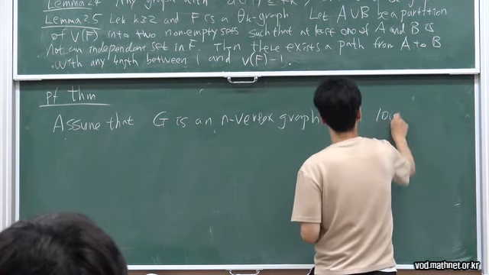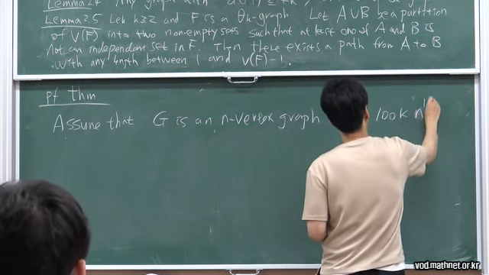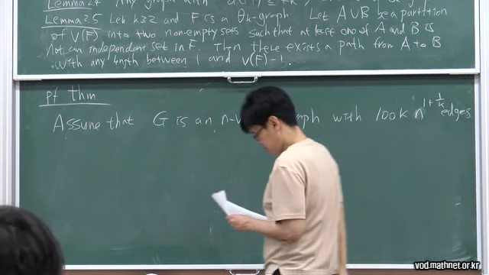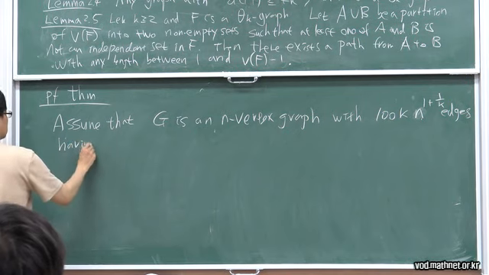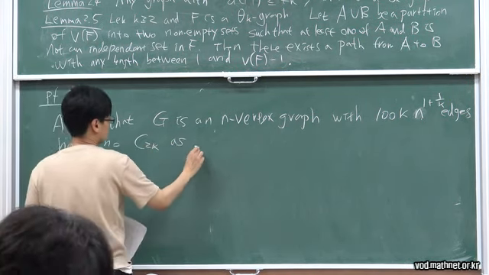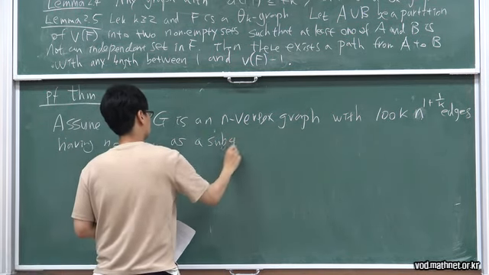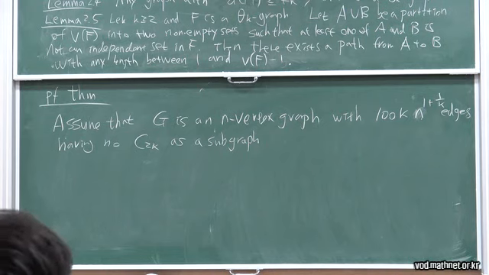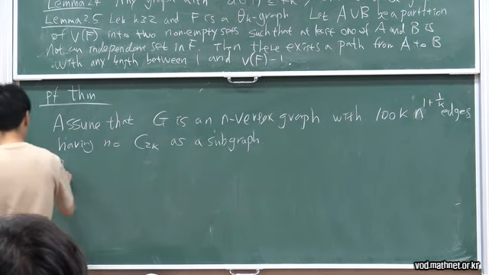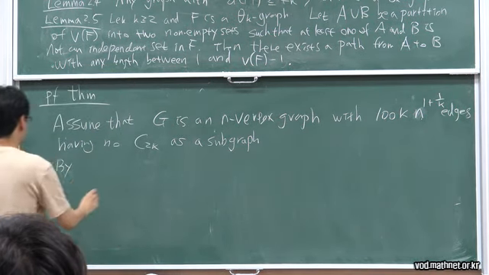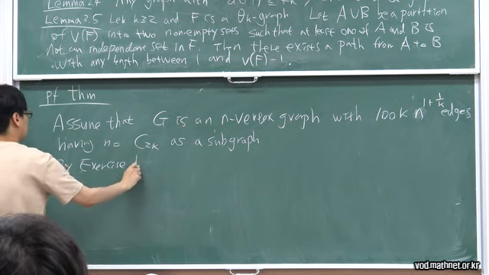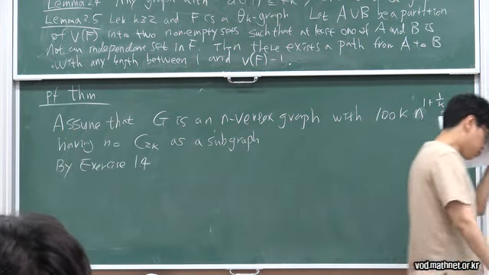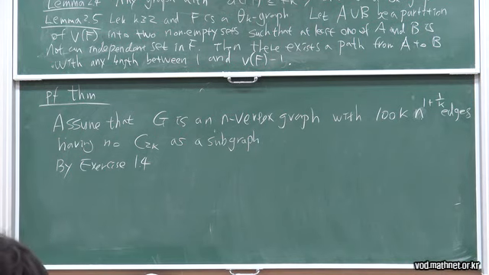With, say, 100k n to the 1 plus 1 over k edges. And it has no cycle of length 2k as a subgraph. So what you can assume is that by exercise 1.4, what do we know? If we have a graph with m edges, then it must contain a bipartite graph with m over 2 edges. So it's exercise 1.4, which can be proven in several ways.